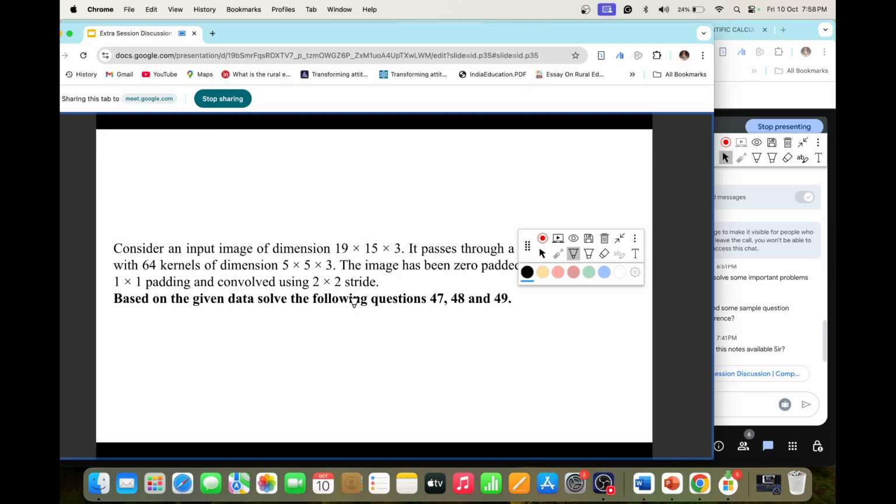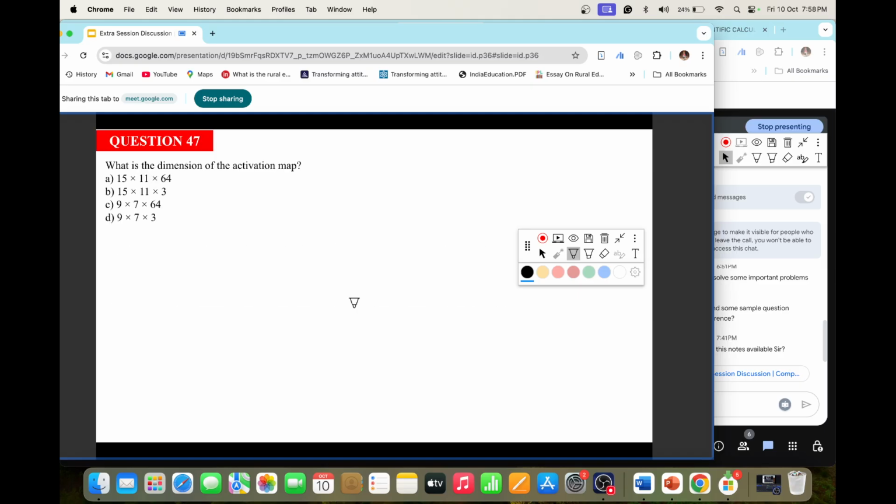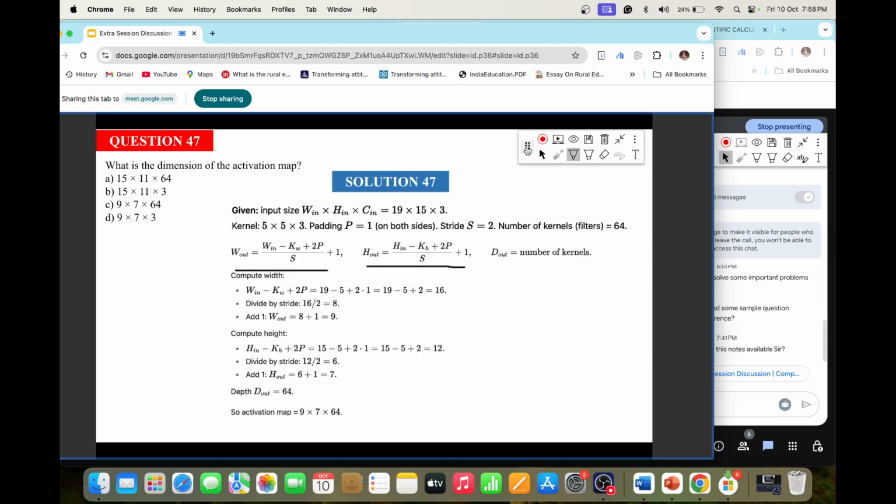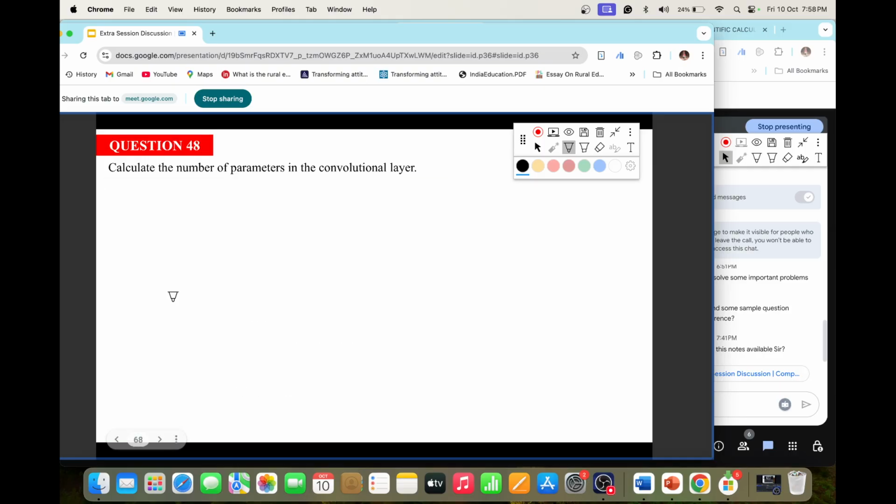And then question 47, dimension of this. Again, there is a formula for calculating the dimension after the convolution filter. So this is the width output and this is the height output. And this is the d output. Everything has been given. Again, this has been discussed in my previous class in detail, so I am not discussing this.